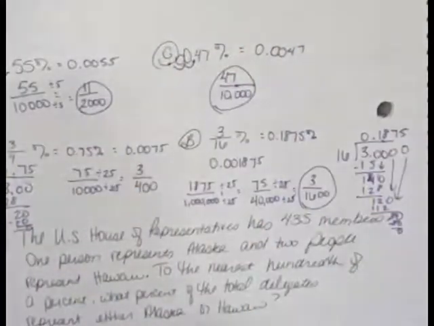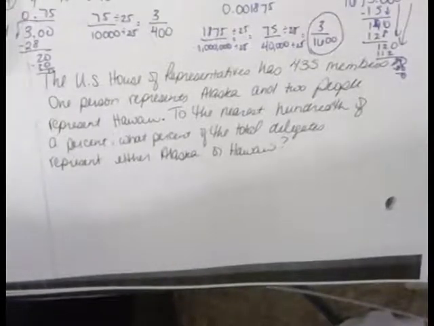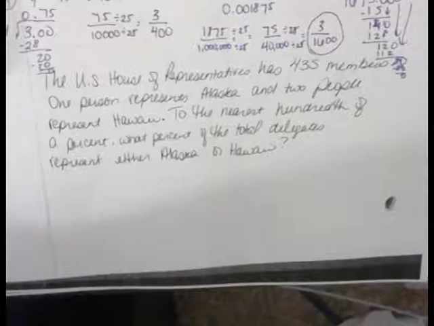Alright, this last one says, the U.S. House of Representatives has 435 members. 1 person represents Alaska, and 2 people represent Hawaii. To the nearest hundredth of a percent, what percent of the total delegates represent either Alaska or Hawaii?